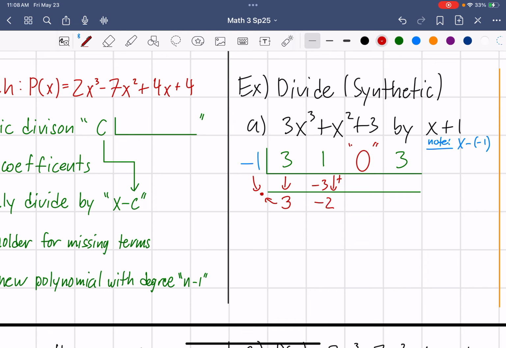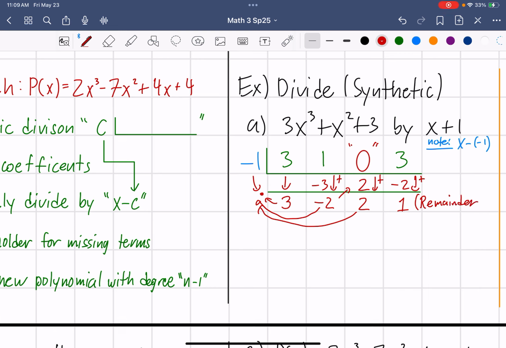And then once again, you multiply again. So that's going to be negative 1 times negative 2. That product is going to go in the next column, which is going to be a positive 2. We add vertically. It's going to leave us with a positive 2. And then again, you multiply back. That's going to leave us with a negative 2. And then you add vertically. This is going to leave us with a positive 1. And this is our remainder. This very last number is your remainder.